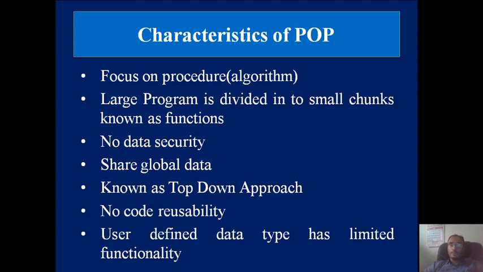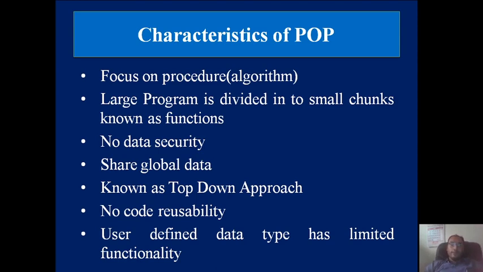It shares global data. If we have defined multiple functions and we are using global data, each and every function can access that global data. This approach is known as top-down approach. In that, no code reusability is there. So if you want to execute any task more than one time, you have to redefine your code. There is no concept of reusability.